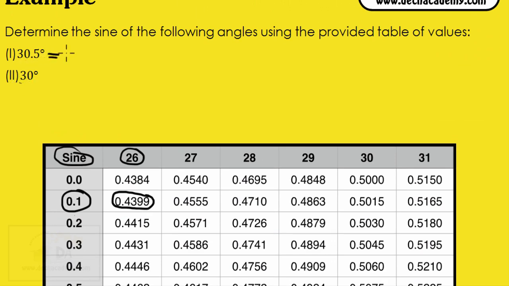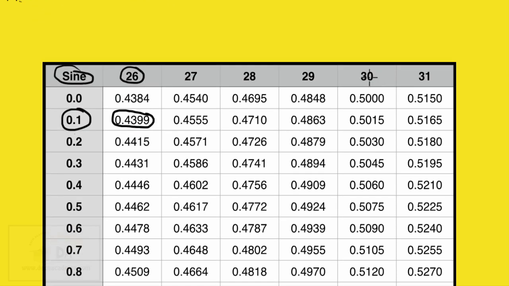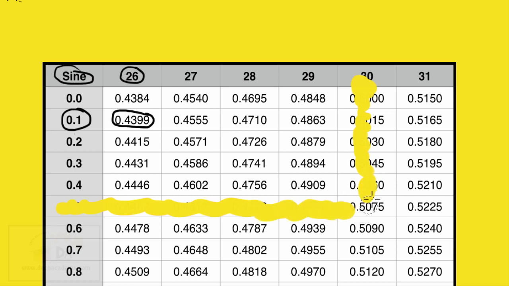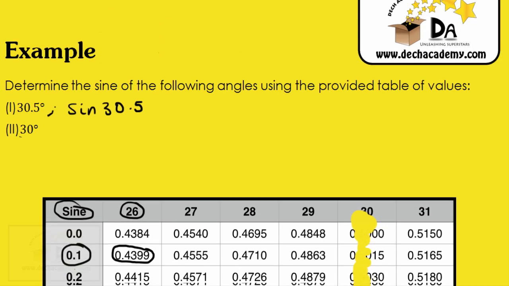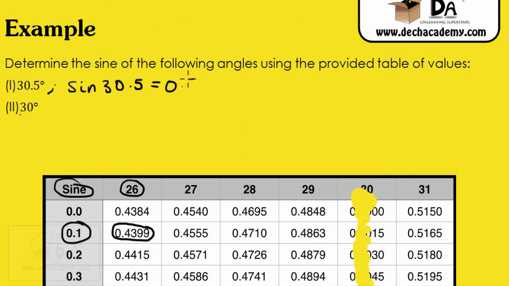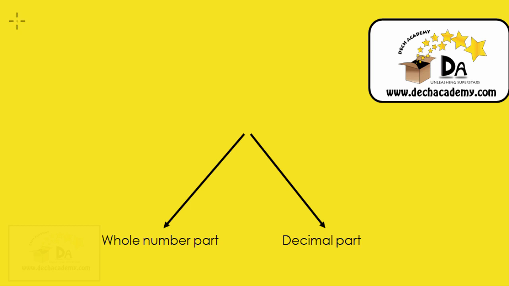So now we've determined the sine of 30.5. In fact, let's use this table here. You locate the column of 30.5, that's this column here, and you locate the row of 0.5. And you can see where they meet. They meet here, where we have 0.5075. So we know that the sine of 30.5 is 0.5075. So we're required to determine the sine of 30 degrees.